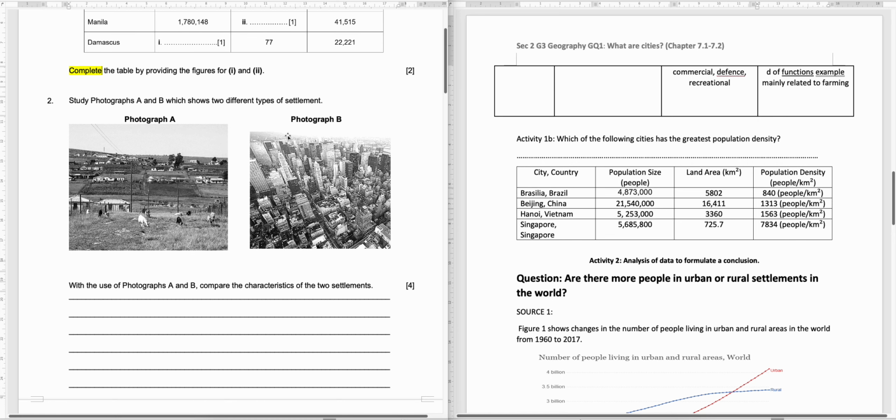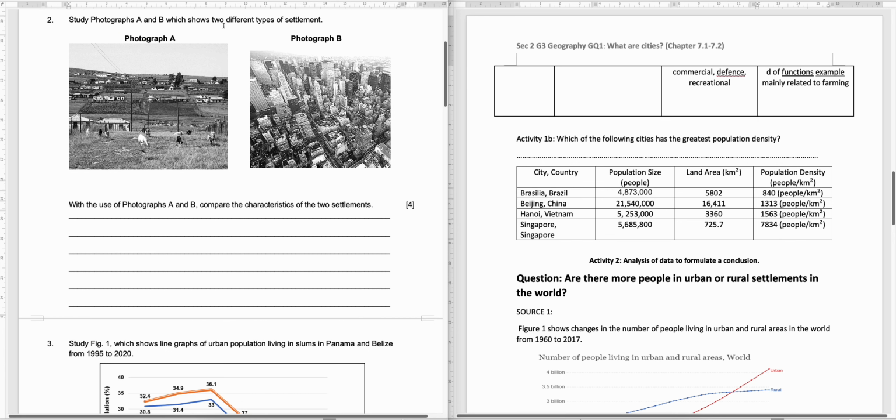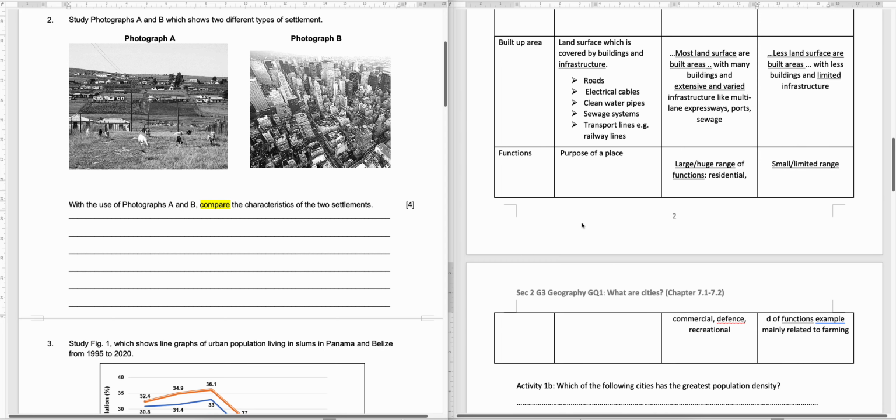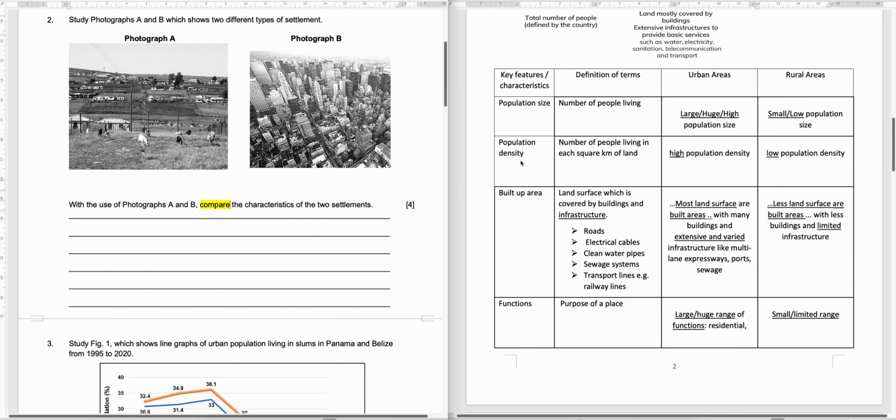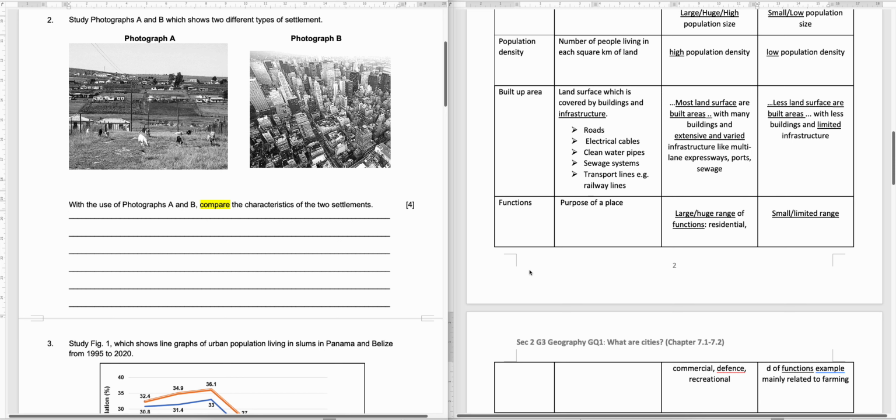Now let's go on to question 2. Question 2 shows different types of settlements. You're supposed to compare the characteristics. Remember in Sec 1, we said compare means you must provide similarities and differences as far as possible. But of course if you cannot find both similarity and differences, then there are no marks reserved for needing to show both. So what are the characteristics? Remember we have talked about some of these characteristics: population size, density, built up area, and functions. One comparison is 1 mark. Since it's a 4-mark question, I need to see 4 comparisons.